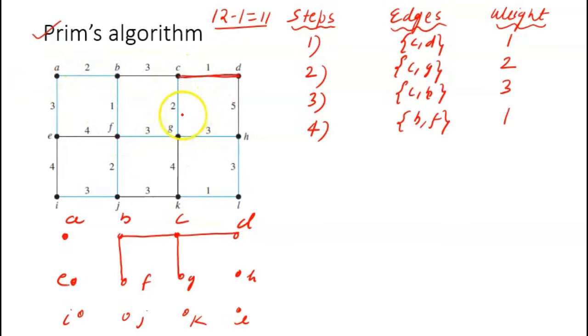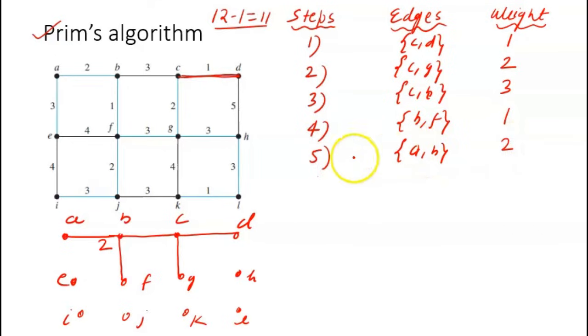Sorry, this one I already have selected, and on G there is an edge of weight 4. On H there is an edge of weight 3. So we are getting an edge of weight 2 which is minimum, so I can select, suppose, AB here, and its weight is 2. So I am writing in step number 5, I selected AB and I am writing 2.